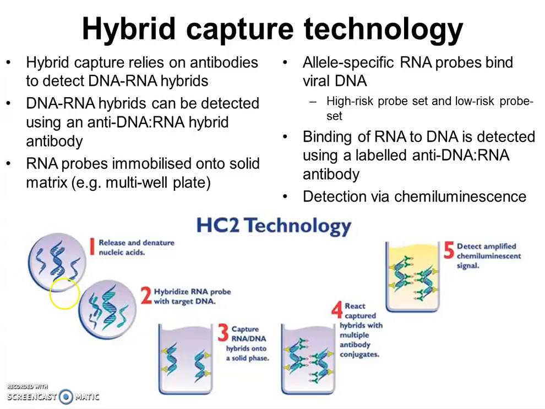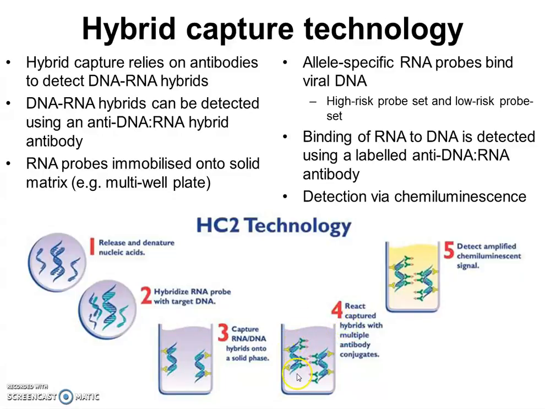We then capture these hybrids using an anti-DNA RNA hybrid antibody. So this is this antibody here. Now this is an antibody that just recognizes the shape of the backbone of any DNA RNA hybrid, so it's sequence independent. And we use this antibody to capture these hybrids onto a well of a multi-well plate. It's like an ELISA plate.